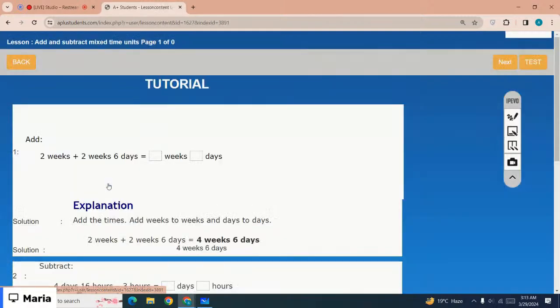So when adding and subtracting time units, you can add the same units, right? You can add days to days, minutes to minutes. The basic thing you have to learn is you can add the values that are in the same units. Like for the first one, you have 2 weeks plus 2 weeks, 6 days. So you can add only weeks and weeks, right? So 2 plus 2 is 4. You have 4 weeks, 6 days. So subtraction and addition is the same. You can work with the same units.